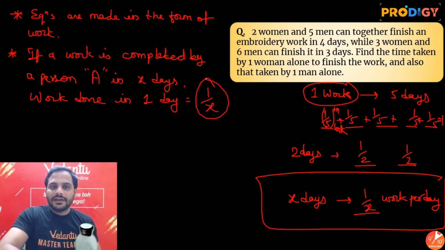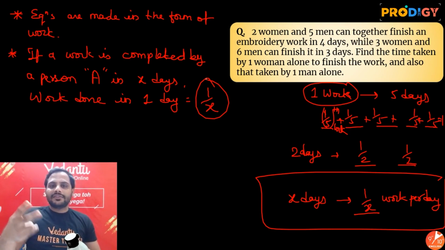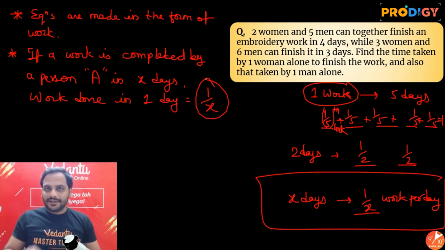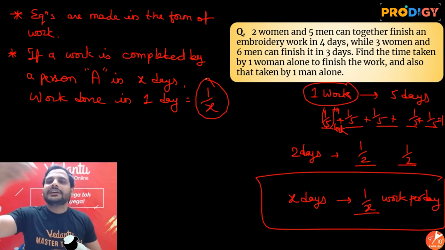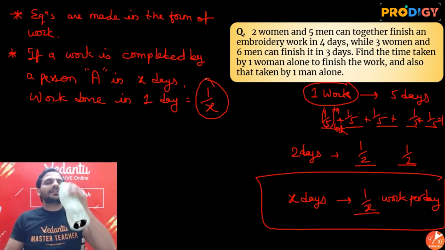Now if I say how much work he will do in 2 days, I will say 2 into 1 by X, which is 2 by X. How much work he will do in 3 days? 3 into 1 by X, 3 by X, like that. Alright.